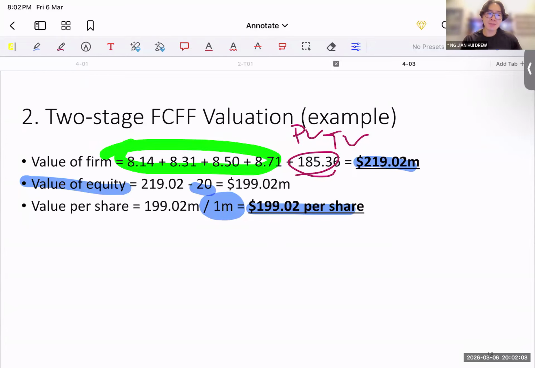So again, I repeat that sometimes if you look at questions in your class test, they might ask you to calculate the value of the equity using the FCFF method. So hopefully you are not too surprised, like, how come they want me to calculate the equity value using FCFF? Hopefully these two examples we went through give you a good understanding that you can actually calculate the value of the equity using FCFF, because FCFF is actually the valuation for the firm, not just the equity. So do not be surprised.